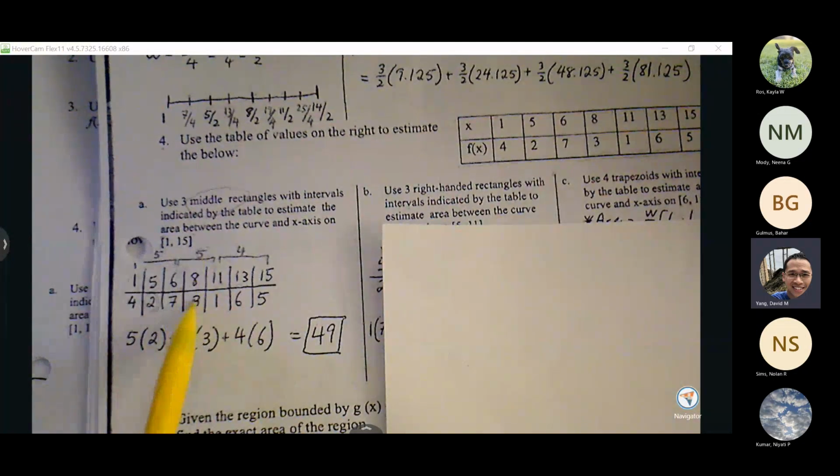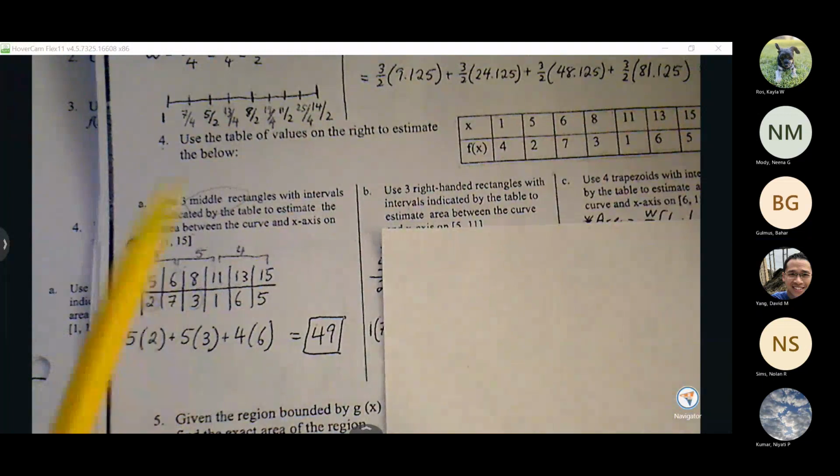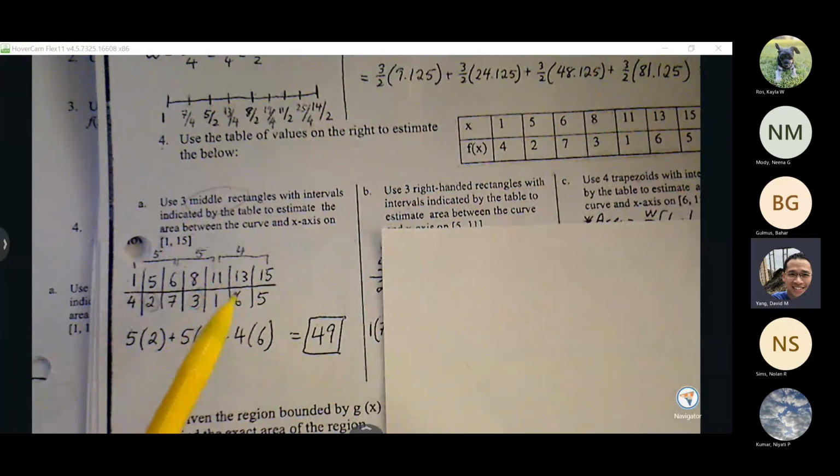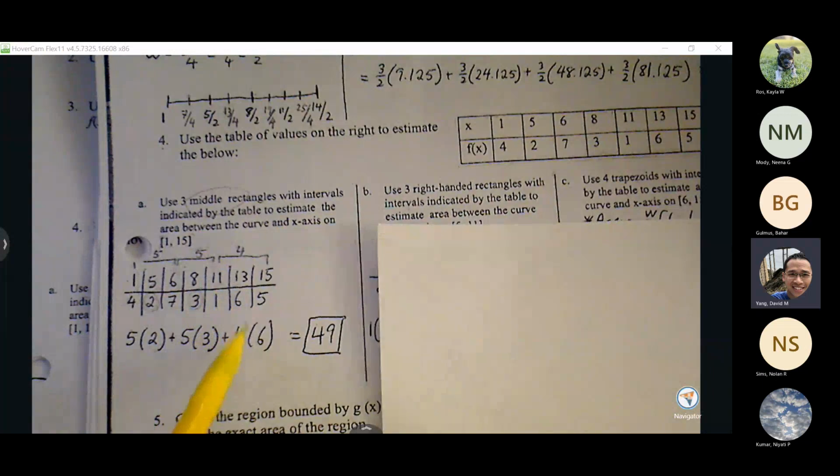Second rectangle, width of 5, height of 3, because 3 is the height coming from 8, and 8 is relatively in the middle between 6 and 11. And then third height, we're going to come from 13. So take the y value of 6, 4 times 6. Make sure that you're pulling your height information from the second row. I see students pulling the height information from the first row, and then that throws their answers off.